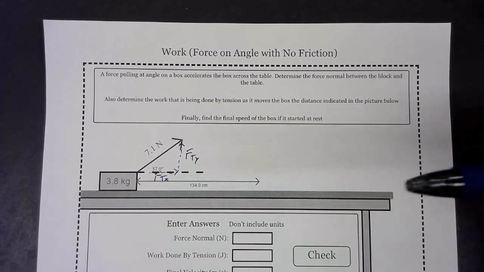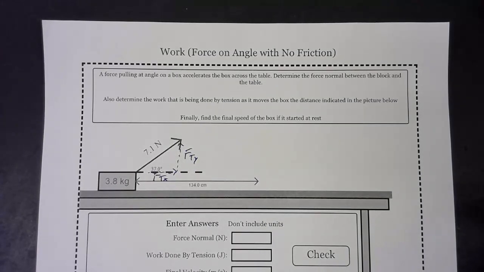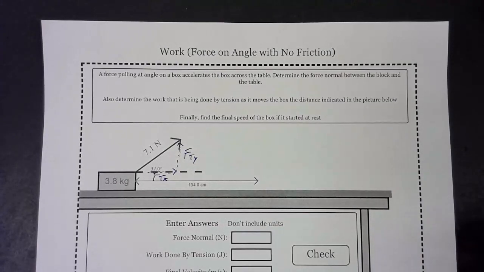Here we have work done by a tension force. However, that is applied at an angle, so that introduces some complications that we need to deal with. So we want the force normal, we want the work done by tension, and we want the final velocity.